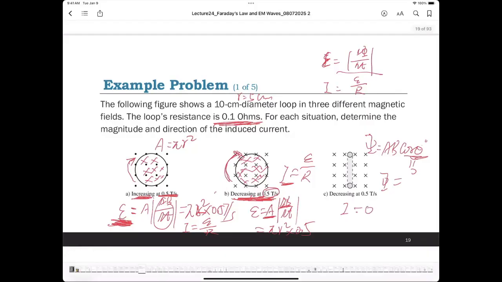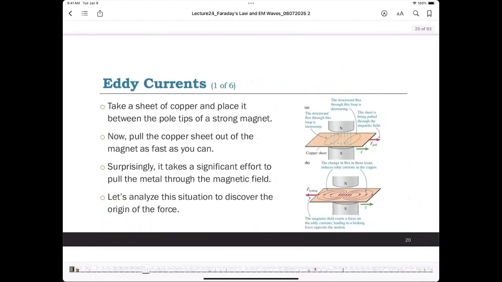Okay. You can resolve those problems by yourself and just use Faraday's law, Ohm's law, the right-hand rule, and Lenz's law to find the direction of current. Okay, let's talk about this one situation, one phenomenon. We call it eddy currents. Let's talk about what is eddy current.